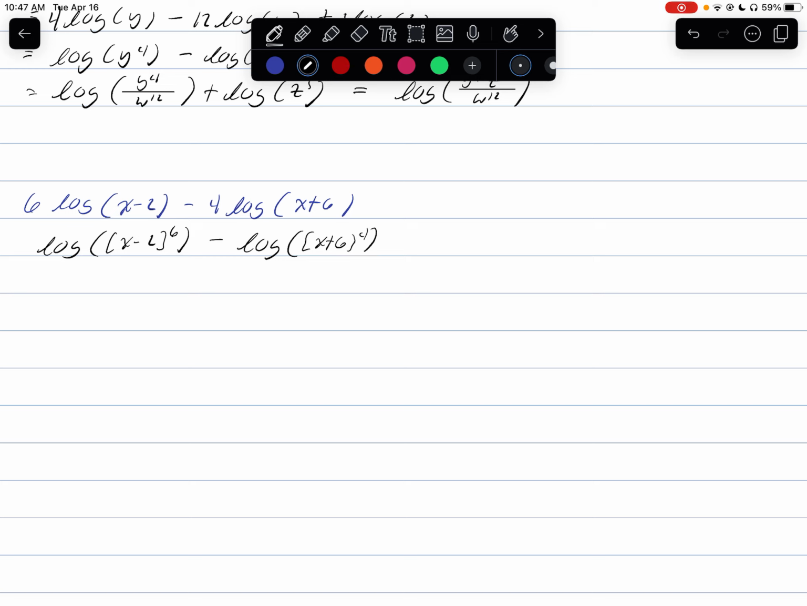And then now we just do basic quotient rule. So this will give us log of x minus 2 to the 6th over x plus 6 to the 4th. And that's about as simple as you're going to make it. So this would be your final answer.